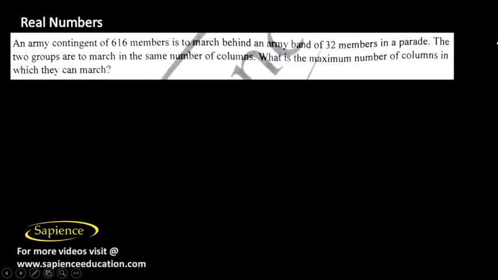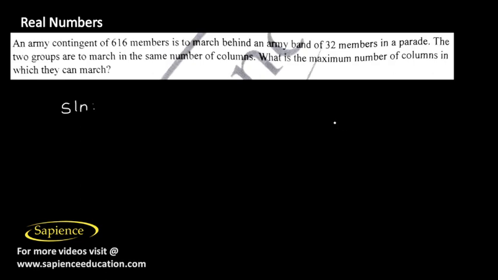An army contingent of 616 members is to march behind an army band of 32 members. The two groups are to march in the same number of columns. What is the maximum number of columns in which they can march?